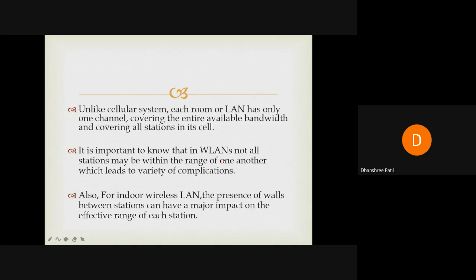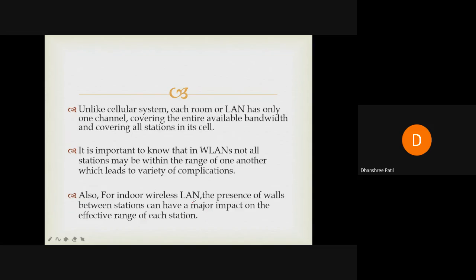Now it is important to know that in wireless LAN, not all stations may be within the range of one another, which leads to a variety of complications. It means that when we are using the wireless LAN, the stations which are close to the modem, or in high range of the modem, have the high bandwidth, and the remaining will not have that much bandwidth range. Okay, so this is the first issue. Also, for indoor wireless LANs, the presence of walls between the stations can have a major impact on the effective range of each station.